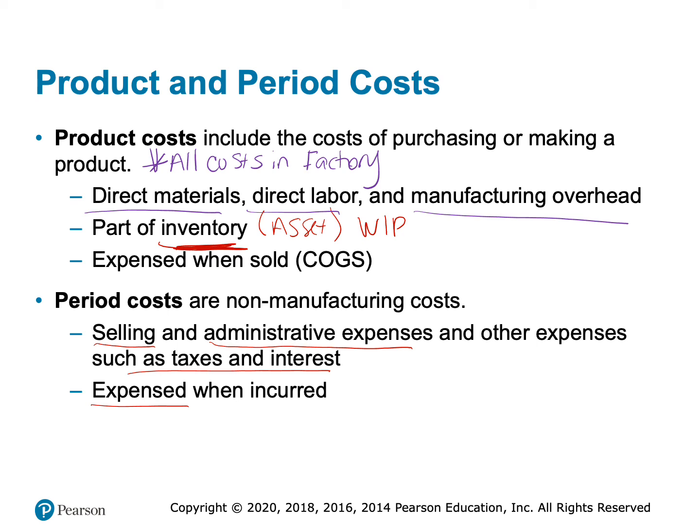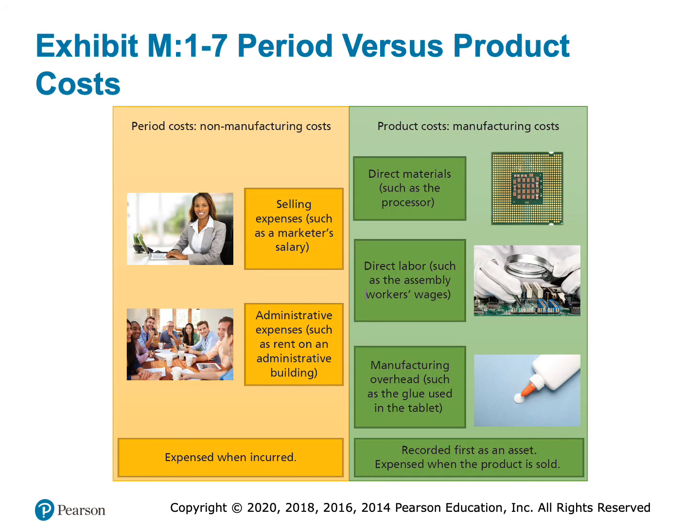Now, a tip is these costs are frequently called selling and administrative. So anything that's more selling and administrative in nature is a period cost. It gets expensed, whereas the product costs get recorded as an asset. So again, if we have to pay the marketer's salary, we have to pay administrative expenses. Notice this says rent on the administration building. Those are period cost. Whereas our product cost would be the direct materials, the direct labor, and all of those overhead items.